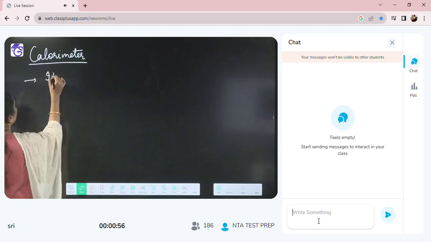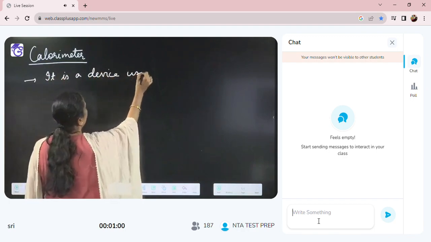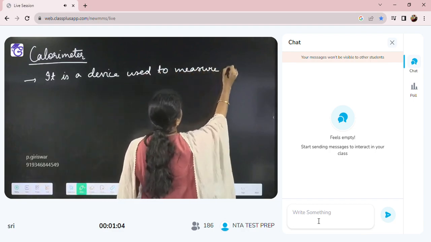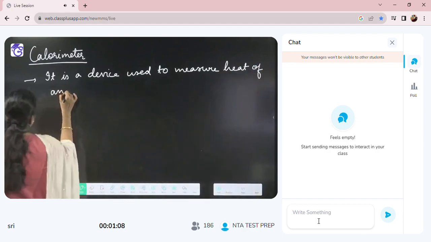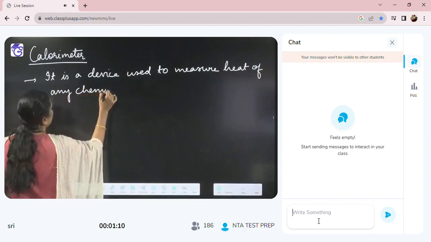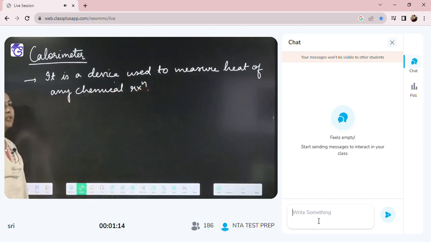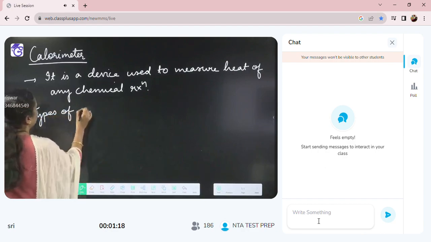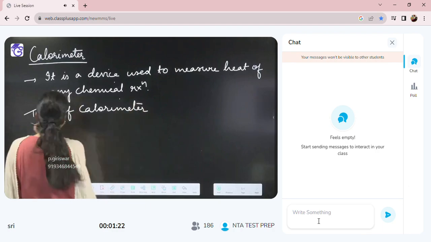It is a device used to measure heat of any chemical reaction. Okay. Now, there are two types of calorimeter here. Types of calorimeter. In that, we are having two types.